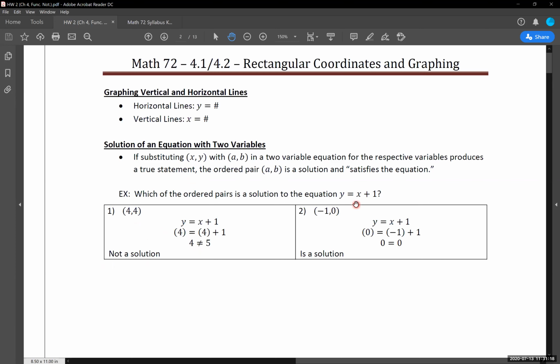What this looks like graphically is that this point, 4, 4, is not actually on this line if I were to graph this thing. Hence why it is not a solution. So we'd go through this, we'd find 4 equals 5. Well, 4 does not equal 5, not a solution. That's all that we can do. That's all that we'd be solving for.